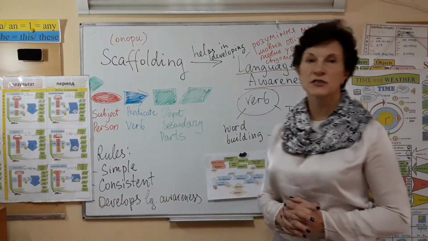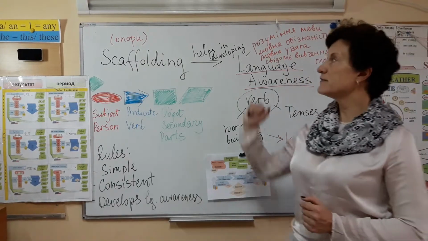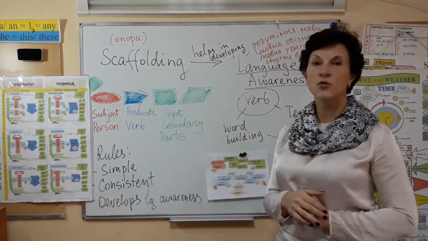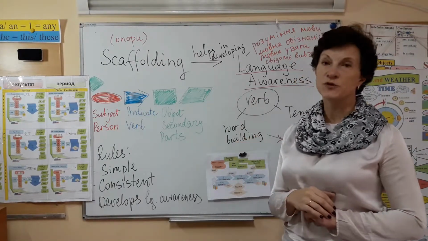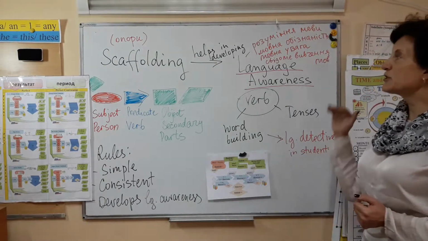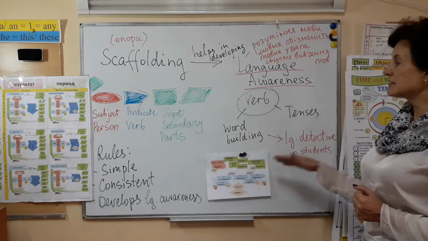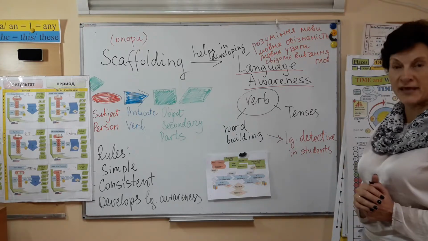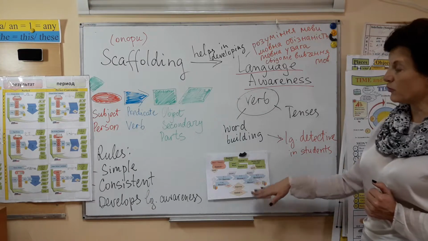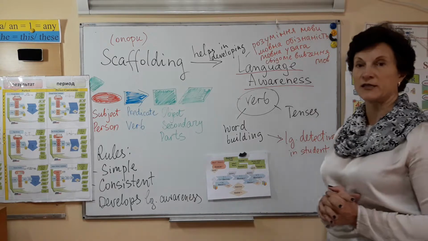So, today we talked about two important elements of effective teaching. They are scaffolding and language awareness. Scaffolding, which we make really simple, should be used consistently and has to develop language awareness. Language awareness is not just the learning of rules. It is the understanding of the language and playing with it. So we develop language awareness with the help of such a scheme, which tells a lot about the English world.